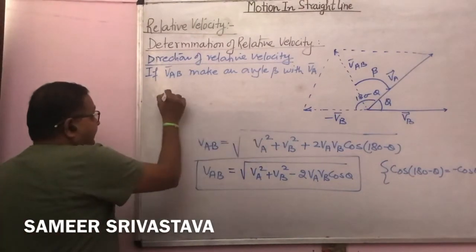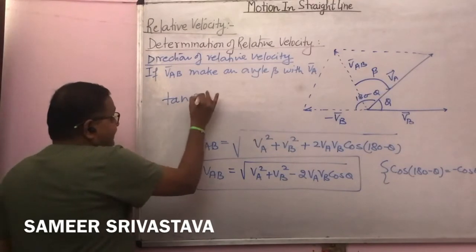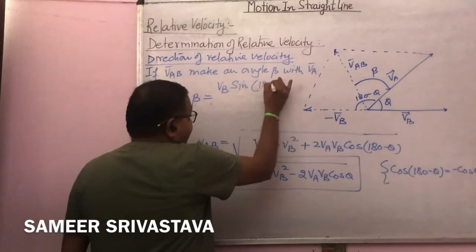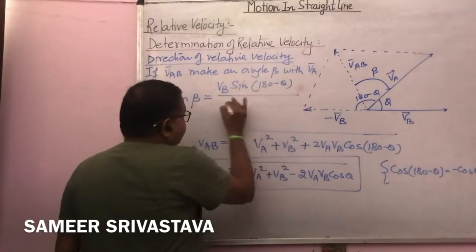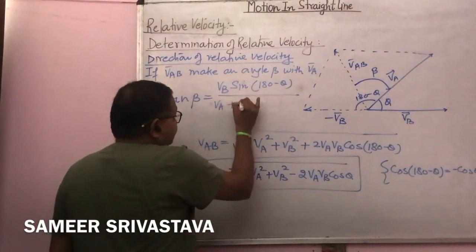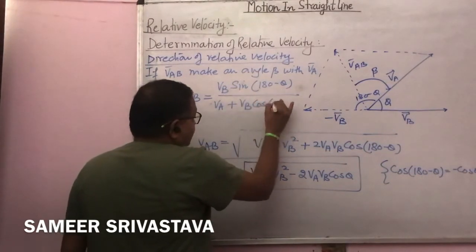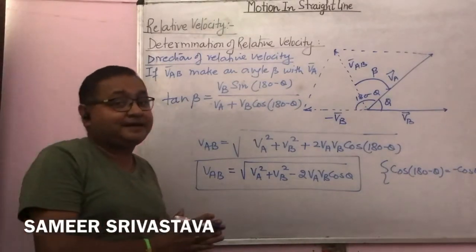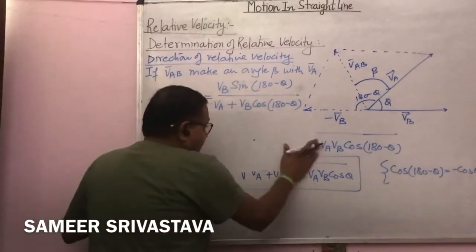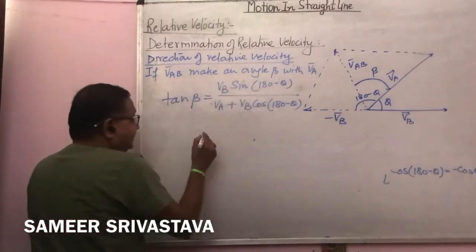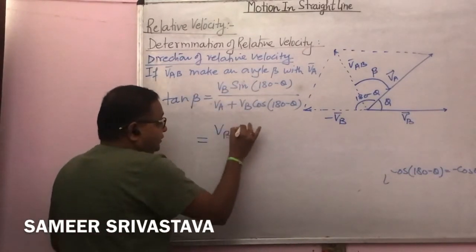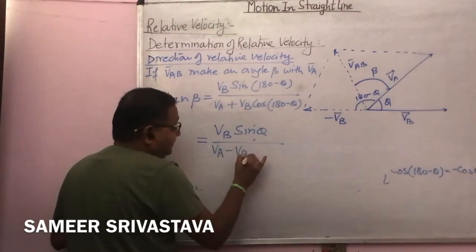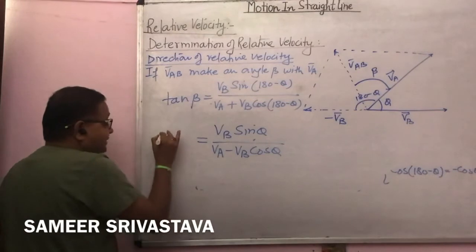Now we can find tan beta equal to VB sin 180 minus theta upon VA plus VB cos 180 minus theta. This formula I also taught you earlier when I discussed the vectors. Okay, now solve this equation. We can write VB sin theta upon VA minus VB cos theta, that is equal to tan beta.